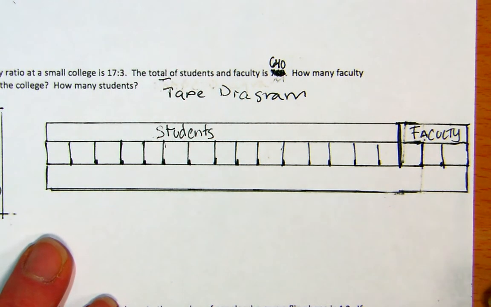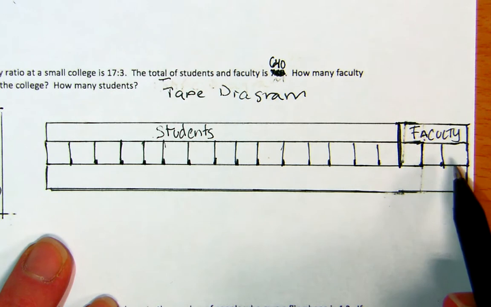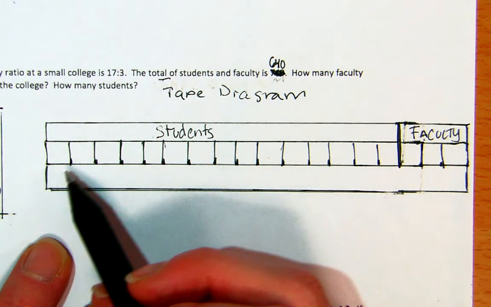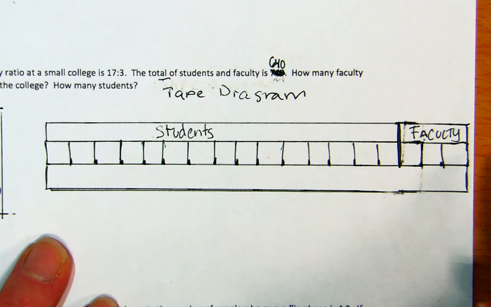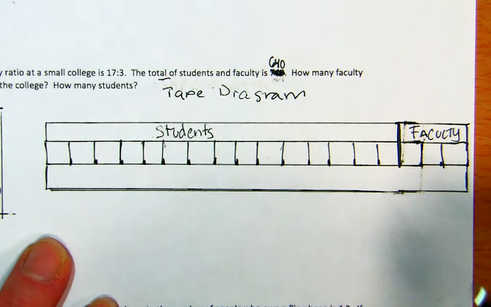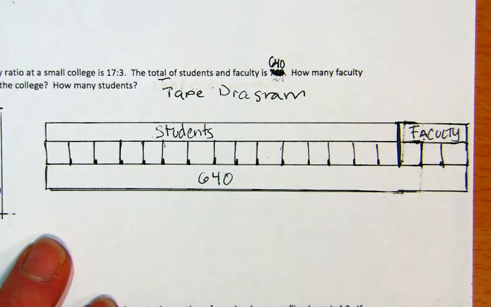So what else do I know? So this is a representation. I know that I've got 17:3, and that comprises students and faculty. What do I know about all of these together? Well, all of these together, that's my bottom row here of my tape diagram, all of those together should add up to 640. So this 640 represents the whole thing, okay?